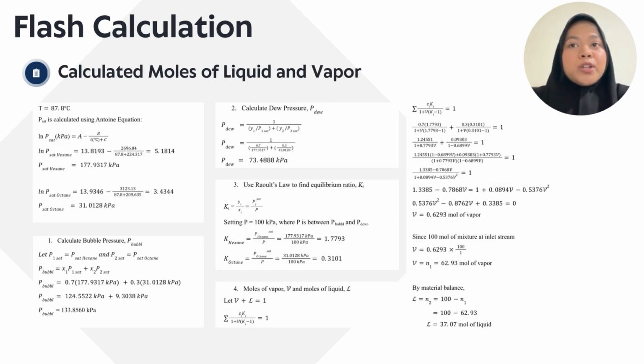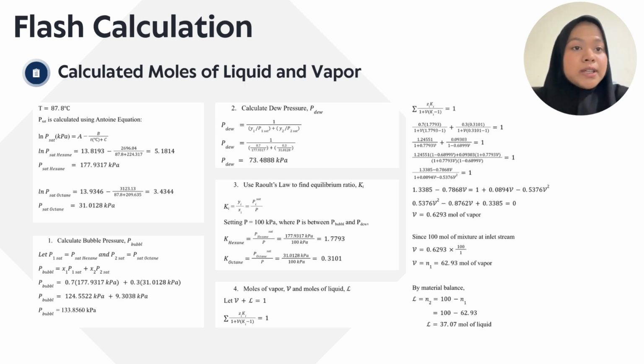Next, we move to the calculation part. First, we find P saturation using the Antoine equation: ln P saturation equals A minus B over T in degrees Celsius plus C. Then we will get P saturation hexane equals 177.9317 kPa and P saturation octane equals 31.0128 kPa.